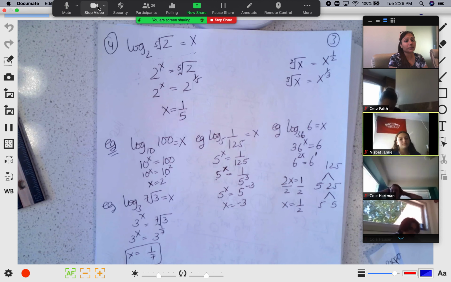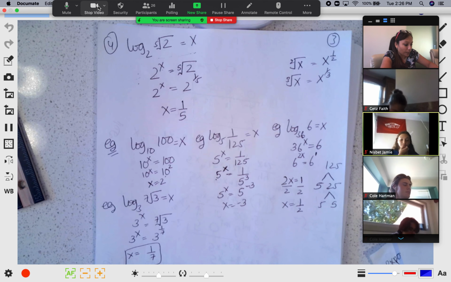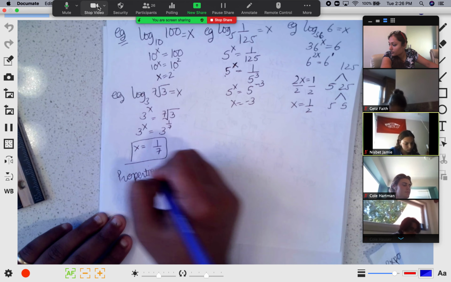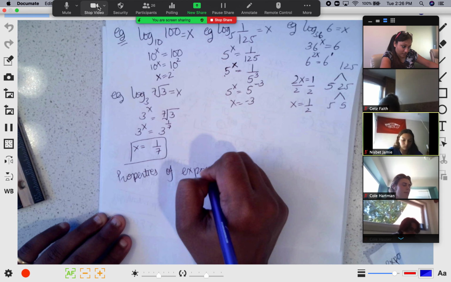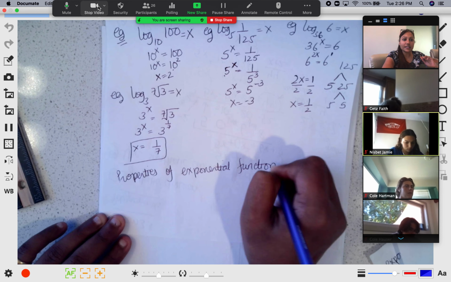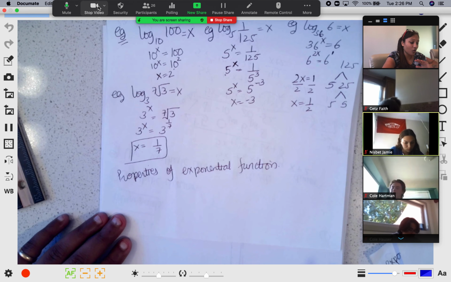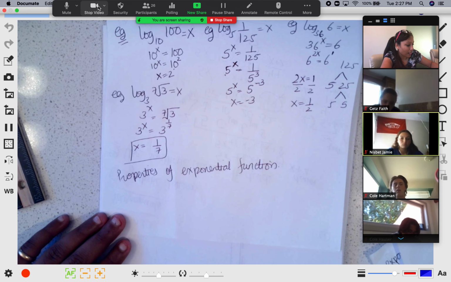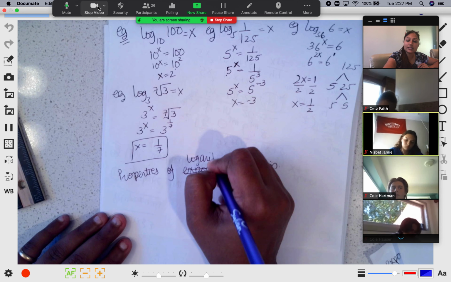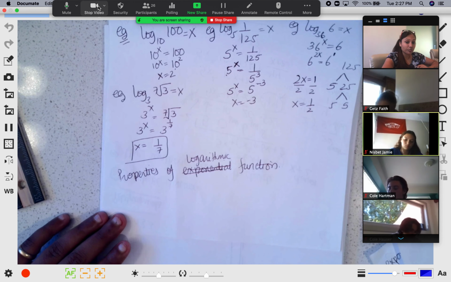Any questions, anyone? So this is how you're going to solve exponential functions if they ask you to find the value. Okay. Next thing we're going to do is properties of logarithmic functions. So today and the next session is all about properties of logarithmic functions.